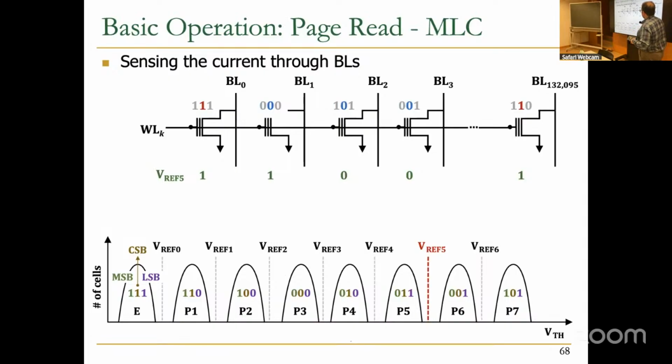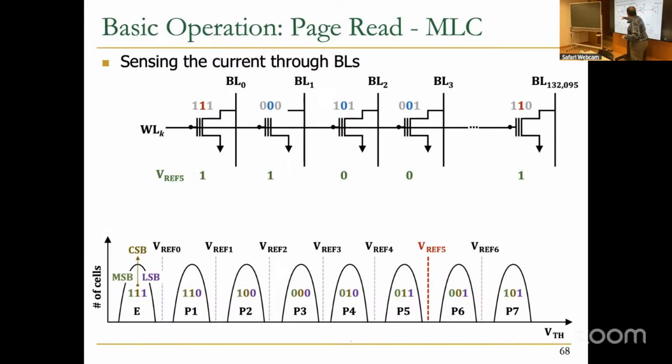Okay, so the way that you do it, you apply first reference 5, and then you read, as if you're reading from SLC, right? When you apply this, everything with a voltage threshold below VREF5, you're going to encode as 1, and everything above that, you're going to encode as 0. So you apply VREF5, and this is basically what you're going to read: 1 1 0 0 1.